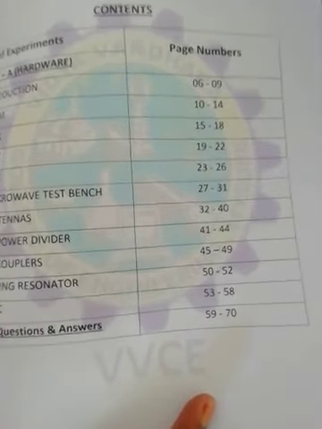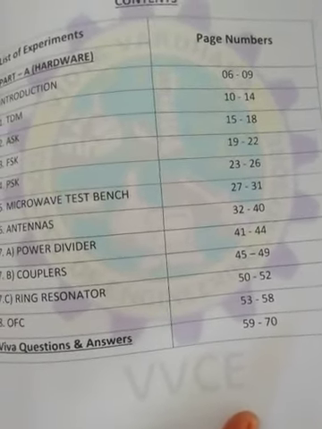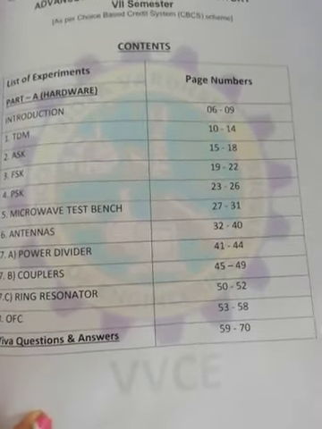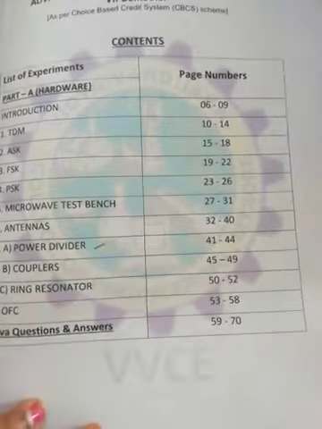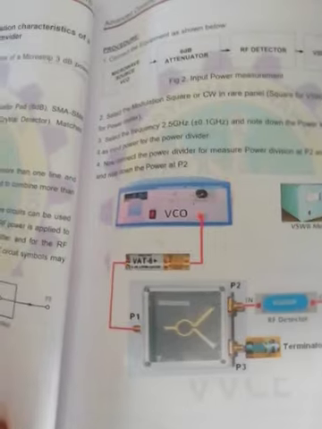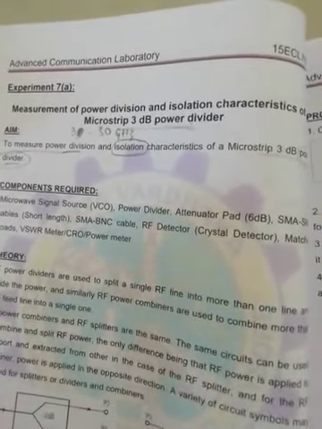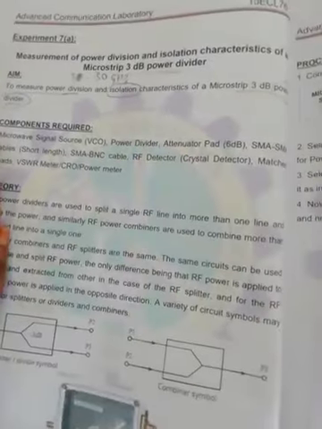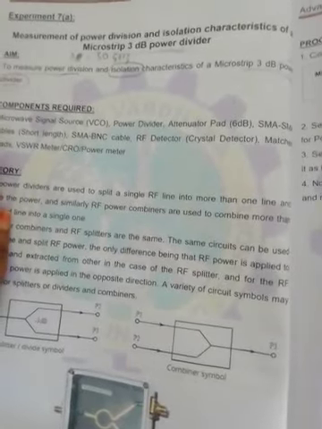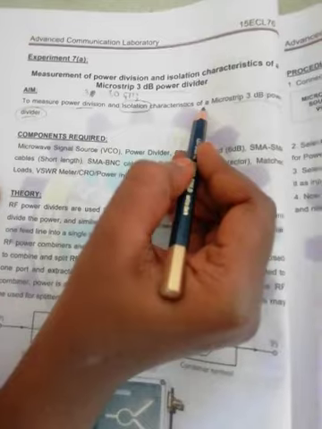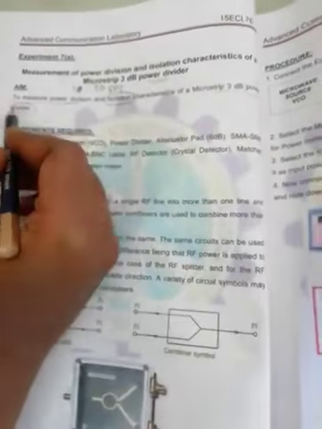Hello students, now we are going to discuss one of the experiments in the advanced communication lab, that is power dividers. As the name itself indicates, these are devices which split the power based on our requirement, or the desired amount of power is split, hence the name power divider. The aim of the experiment is to measure the power division and isolation characteristics of a microstrip 3 dB power divider.